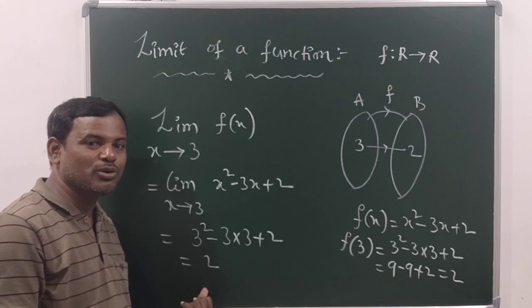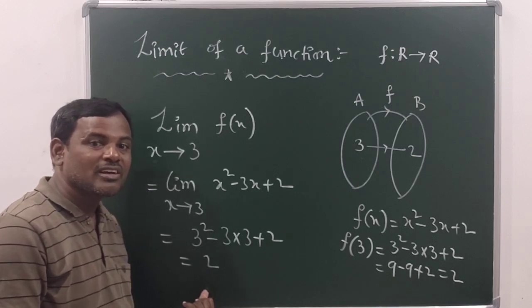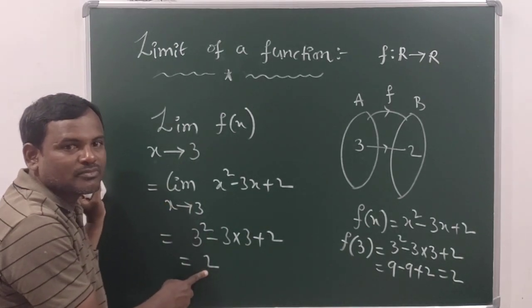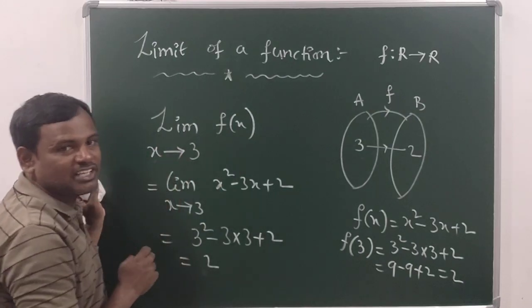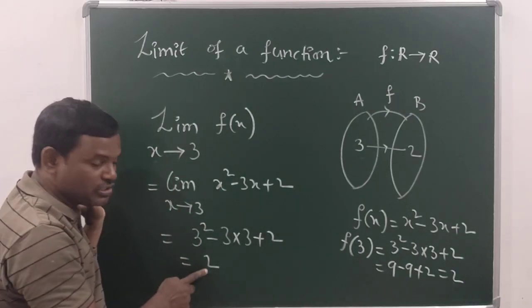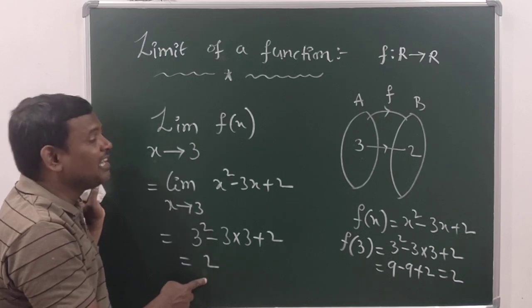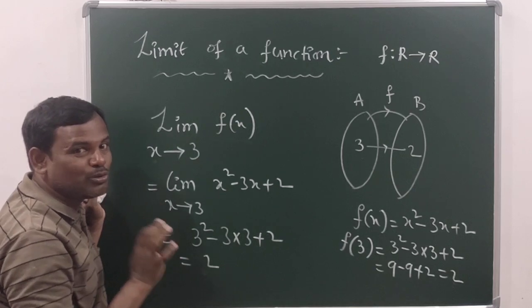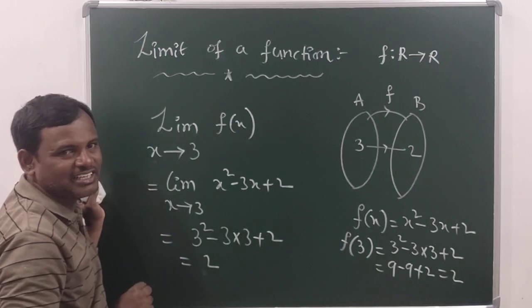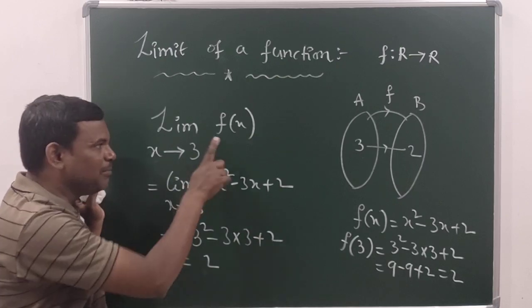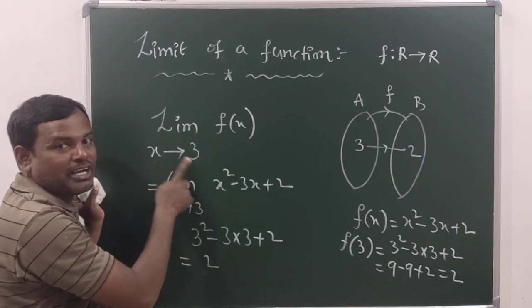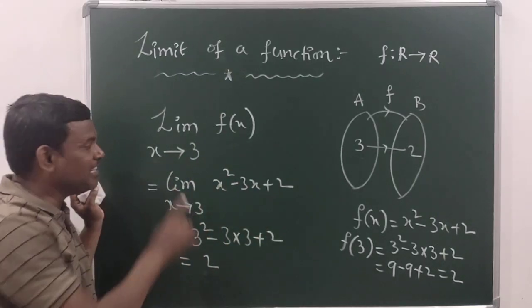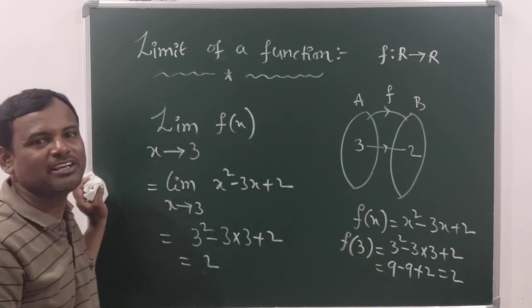But here what do you have to say about this 2? 2 is called the limit value of this function when x approaches 3, but not the range. Don't use the word range here. 2 is the limit value of this function when x approaches 3. Observe that here x is not exactly 3, but there x is exactly 3. Then x not equal to 3 means how much can x be?